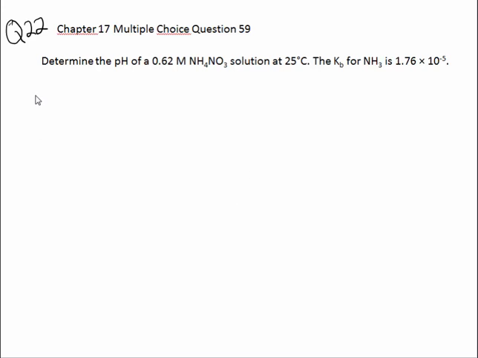Okay, so problem 22. Now we've got to determine the pH, and we start with this concentration. Again, this is a salt made up of NH4 plus with the NO3 minus. Now that's the salt of a strong acid, nitric acid, and then this is actually the conjugate acid of a weak base, right?